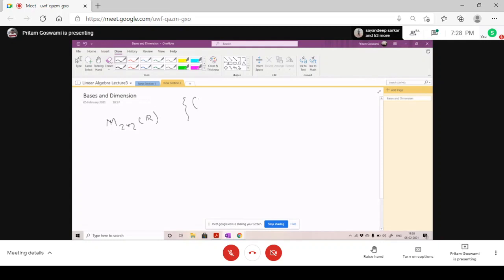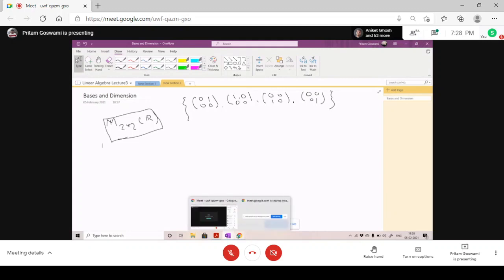First vector will be the matrix with 1, 0, 0, 0. And then replace the one with zeros in the other vectors, like this, so only one entry will be 1. Okay, this is a basis of this vector space. There are also other bases. I will come to that.